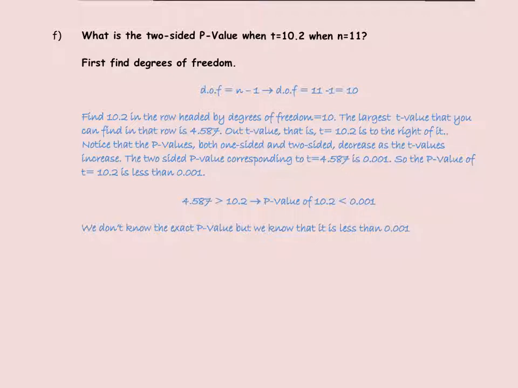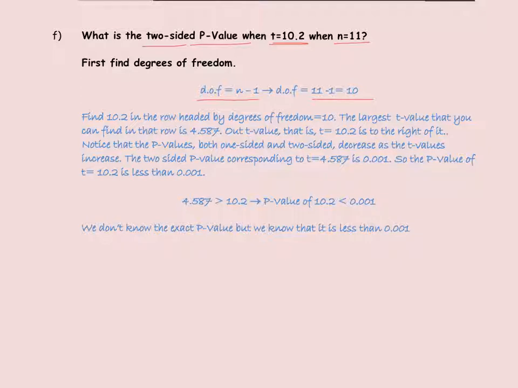Now we look at another example. We're trying to find a two-sided p-value. So we have a two-sided test, and we need a two-sided p-value for a t statistic of 10.2 when the sample size is 11. The degrees of freedom is the sample size minus 1, which is 1 less than 11, so it's equal to 10. So the degrees of freedom is 10 and our t statistic is 10.2.